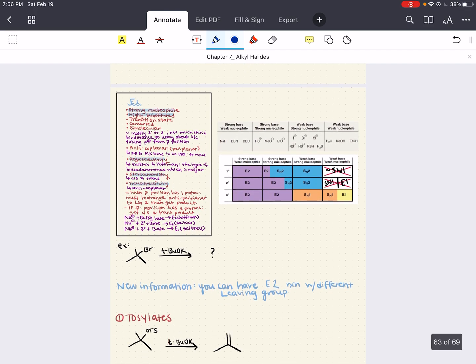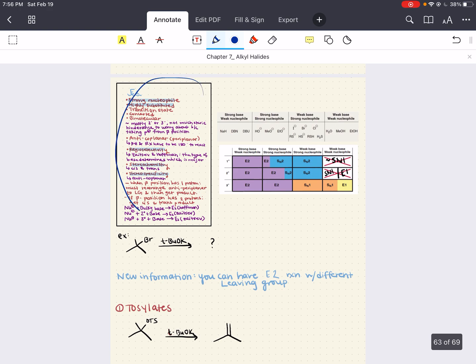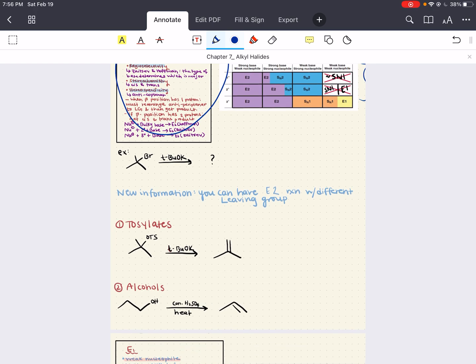Now again, E2 reactions. Here is a summary of E2 reactions, and here's our table. Fantastic. You can have E2 reactions with different leaving groups. If you have a tosylate, it is perfectly fine. It will just act as your leaving group. You will do the same exact mechanism here, same procedure, same rules apply. You just simply have a different leaving group.